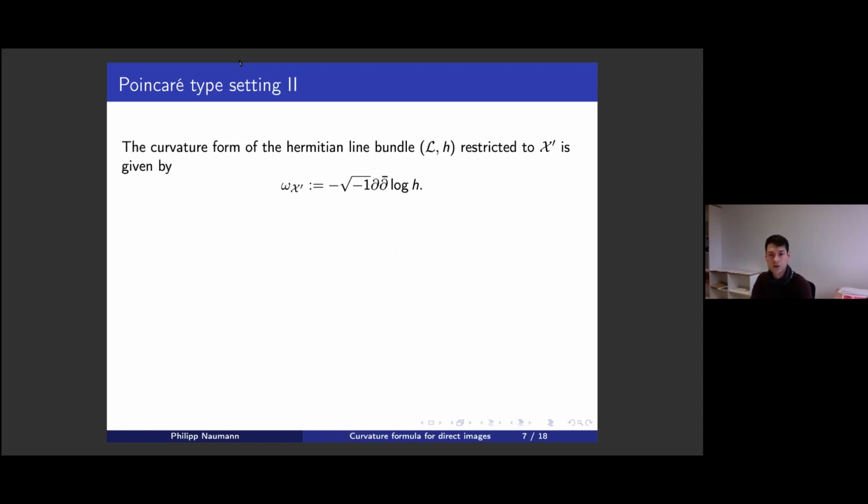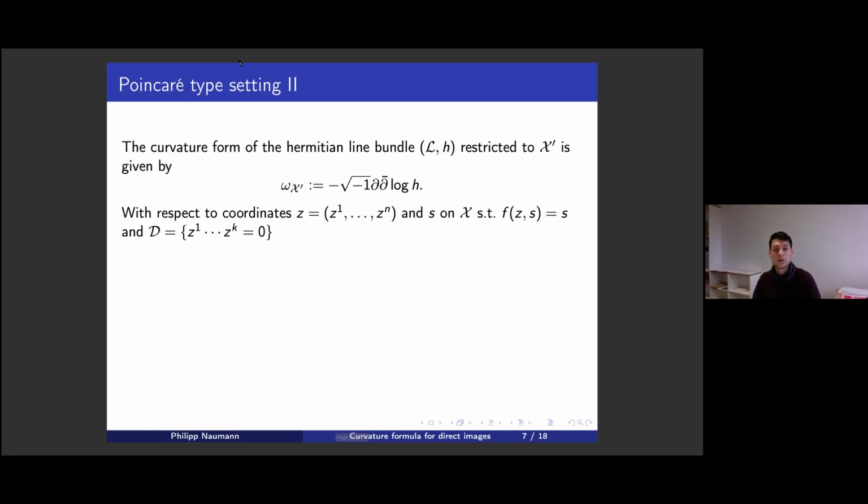So I computed the curvature on each fiber. We could as well just compute the curvature on the total space. And then I denote this form by omega x prime. This is the expression where this form is really smooth on this open part of the total space. And then I look for it.